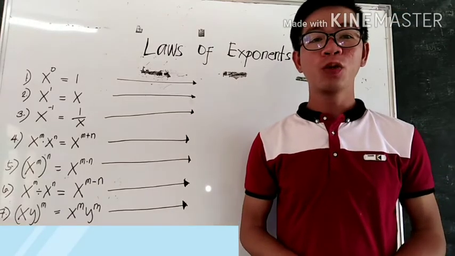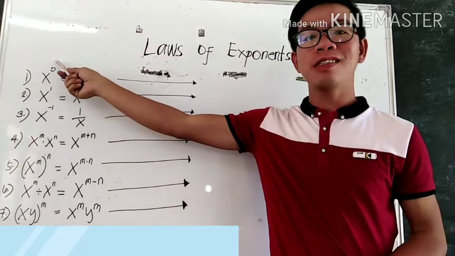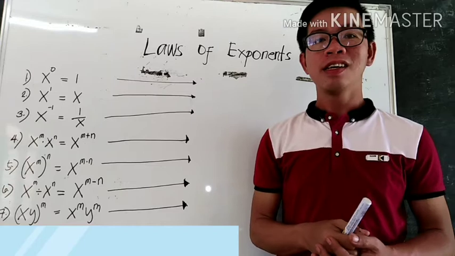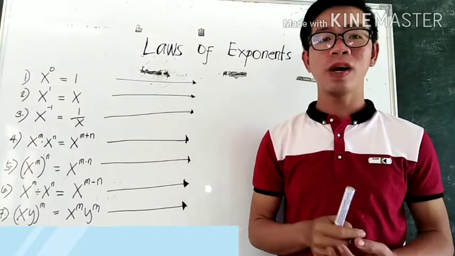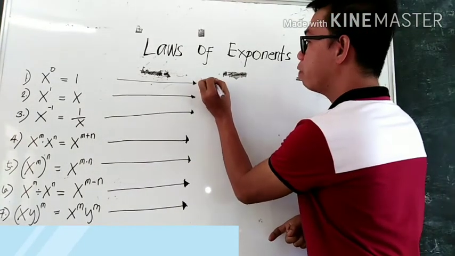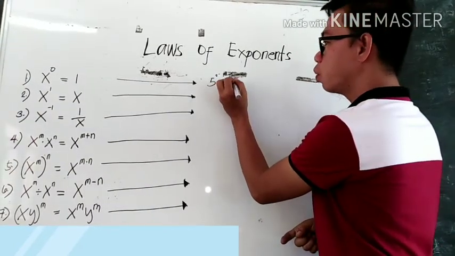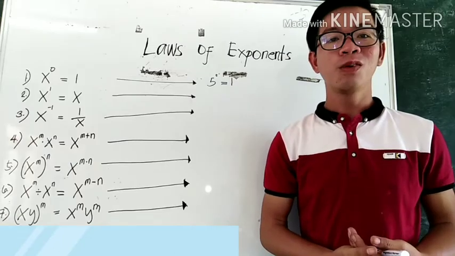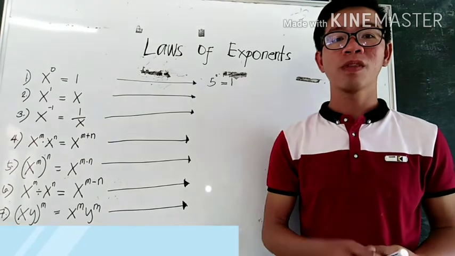Okay, let's have rule number 1. X raised to 0 is equal to 1. So anything raised to the power of 0 is equal to 1. Example, we have 5 raised to 0 is equal to 1. 1000 raised to the power of 0 is equal to 1.